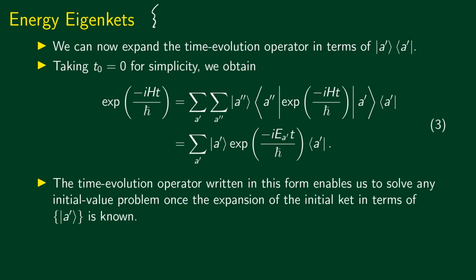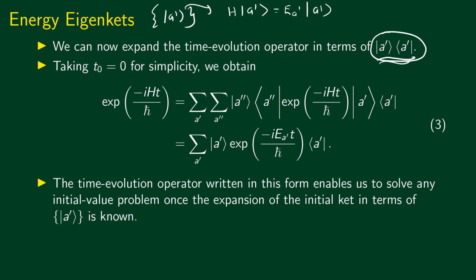So let's choose the eigenkets of operator A as the basis. Let's assume that operator A commutes with the Hamiltonian, which means that these are also eigenkets of the Hamiltonian. So these eigenkets are also energy eigenkets, and they obey the eigenvalue equation H acting on ket A prime is equal to E A prime multiplied by ket A prime. Now we can expand the time evolution operator in terms of ket A prime, bra A prime. We have seen when we discussed the matrix representation of operators that we can expand any operator in terms of ket A prime, bra A prime.